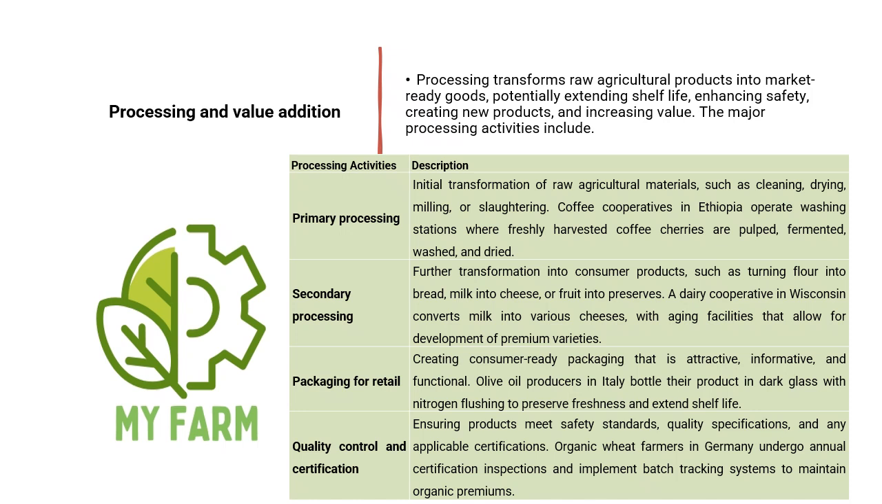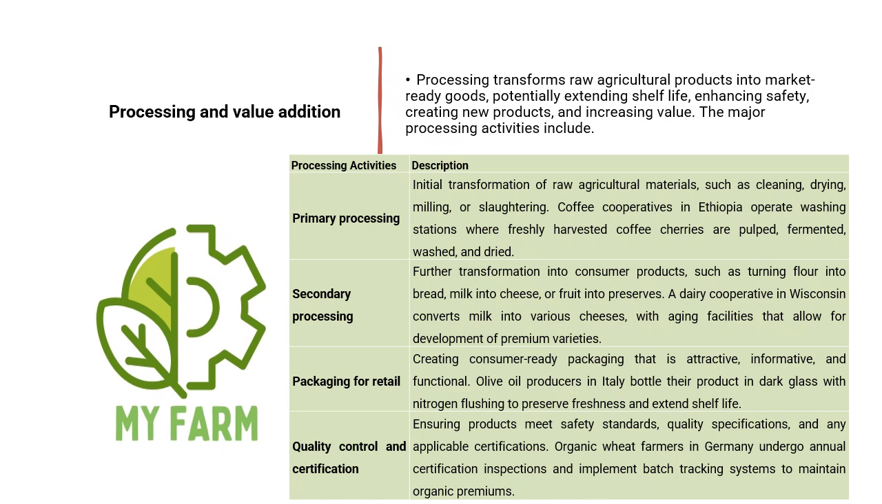Coffee cooperatives in Ethiopia operate washing stations where freshly harvested coffee cherries are pulped, fermented, washed, and dried, transforming the raw cherries into green coffee beans ready for export or further processing. Secondary processing involves further transformation into consumer products.